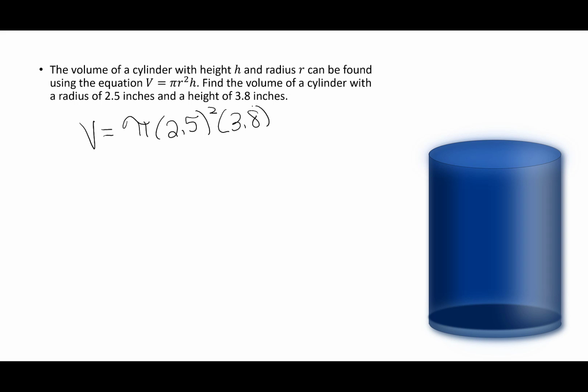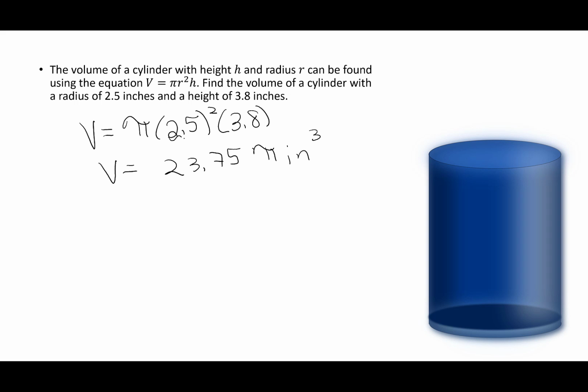It just takes up more space, so I usually drop them and think about it at the end. So I'm just going to do the number part first. I'm going to do 2.5 squared times 3.8. And this gives me that the volume is 23.75 pi. And I'm going to write in that this is inches cubed.